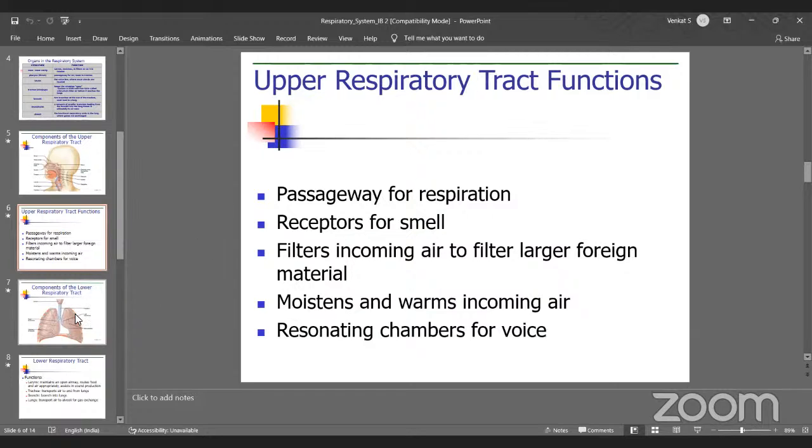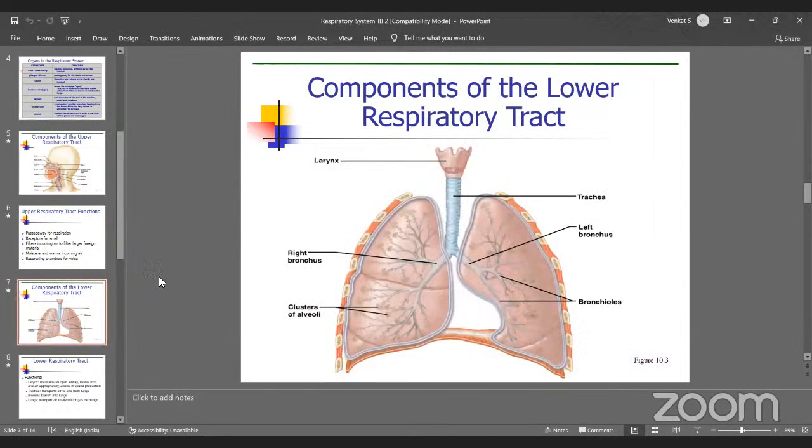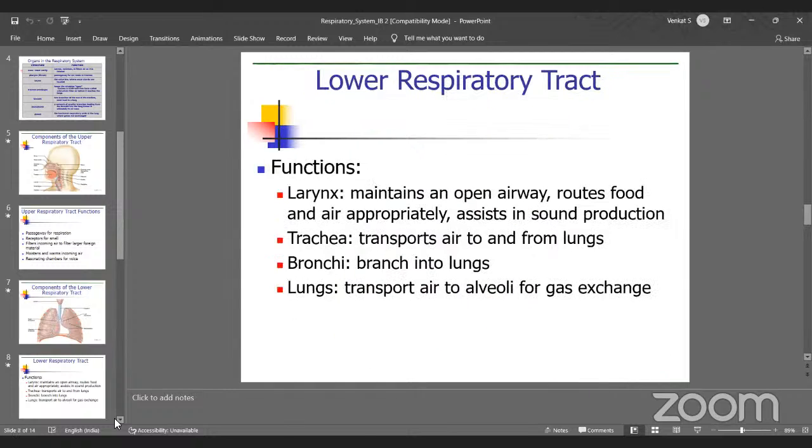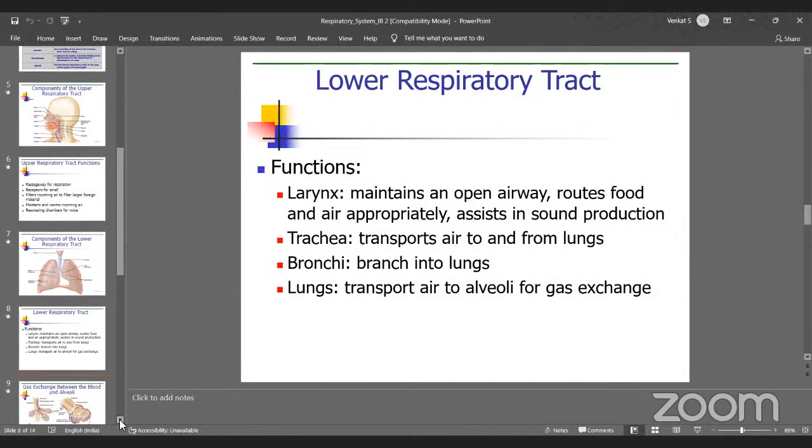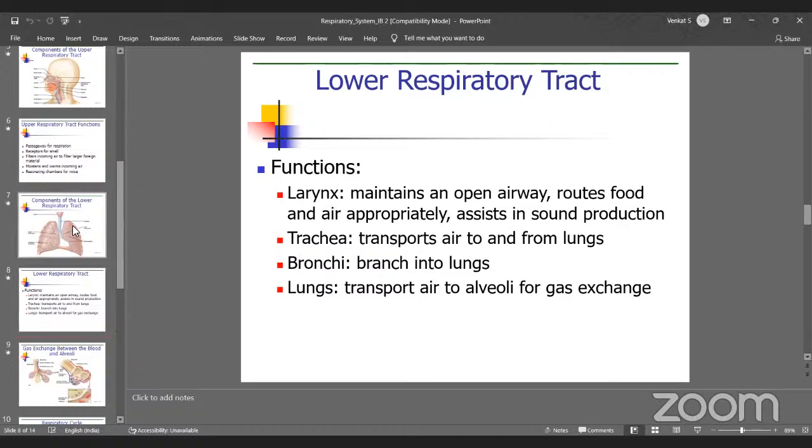See the components of the lower respiratory tract. The lower respiratory tract is the structure of lungs, right and left, then larynx, trachea, left branches, right branches, and clusters of alveoli. So this is very important for oxygen and carbon dioxide transportation. This is the particular area of alveoli. In human beings and mammals, gas exchange happens in that particular place.